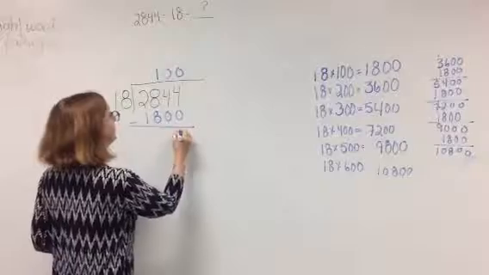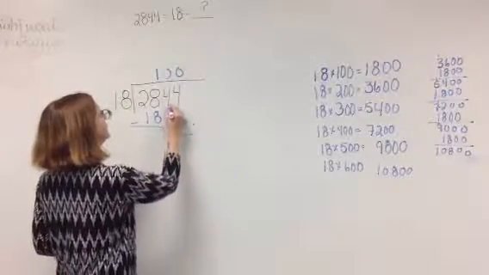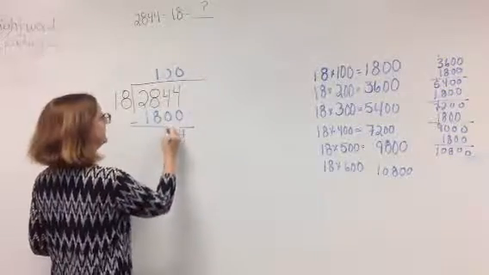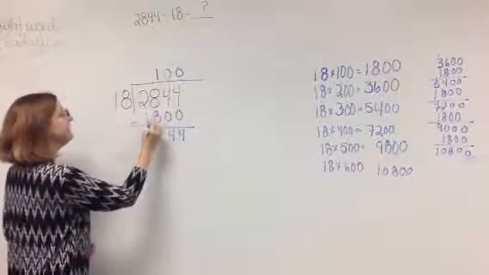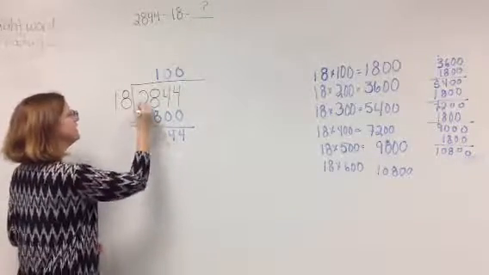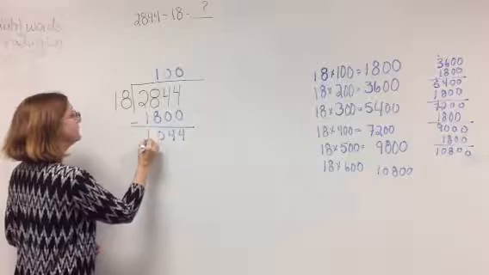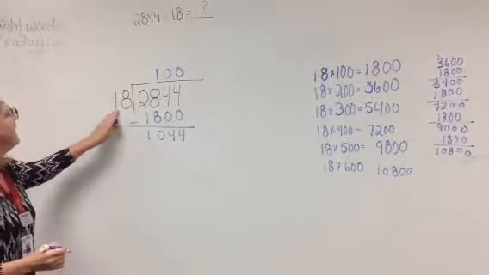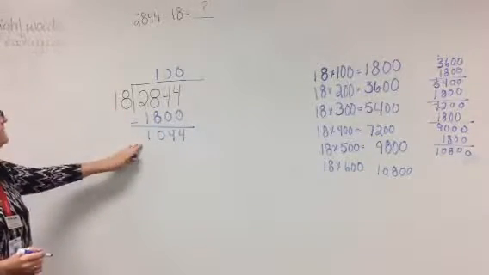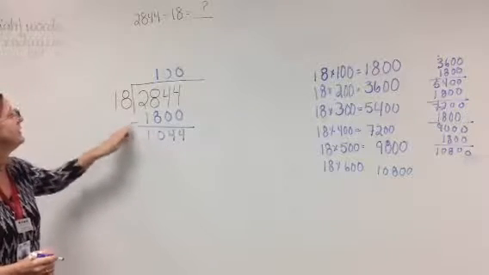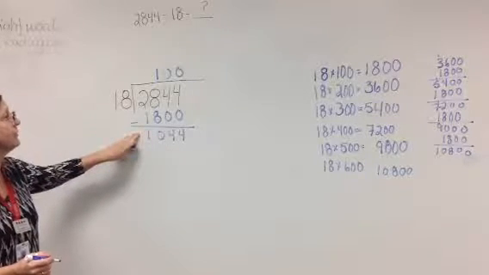0 from 4 is 4. 4 minus 0 is 4. 8 minus 8 is 0. 2 minus 1 is 1. Now, I am not done because I do not have a 0 here. I still have more numbers to work through.